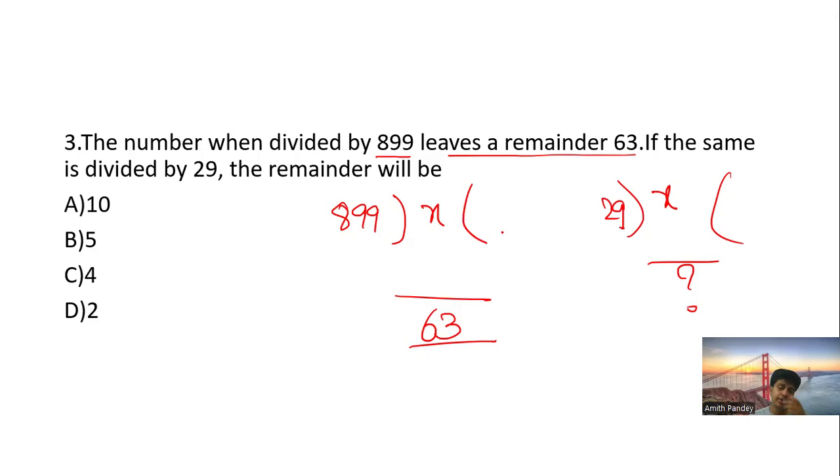So usually if you try to go with the traditional method, it will take a long time. Why? Because first you need to find out this number, then you need to divide that x value by 29, and then finally you are going to get the remainder. But no need to worry. Let me tell you the shortcut for this. Let's say if I divide this with x, I'm getting the remainder 63. So this remainder is obviously greater than the divisor of the second number.